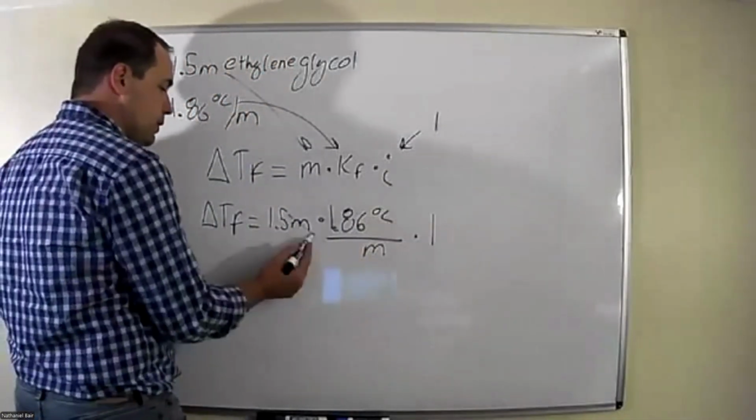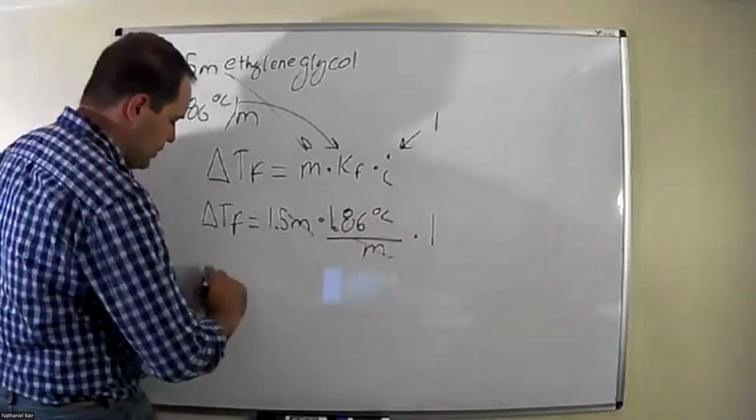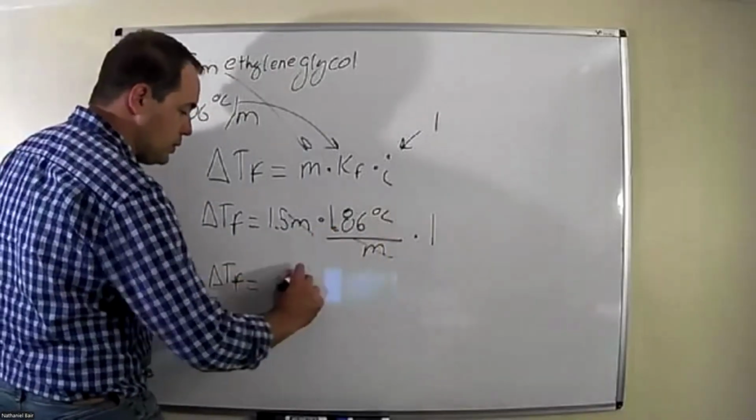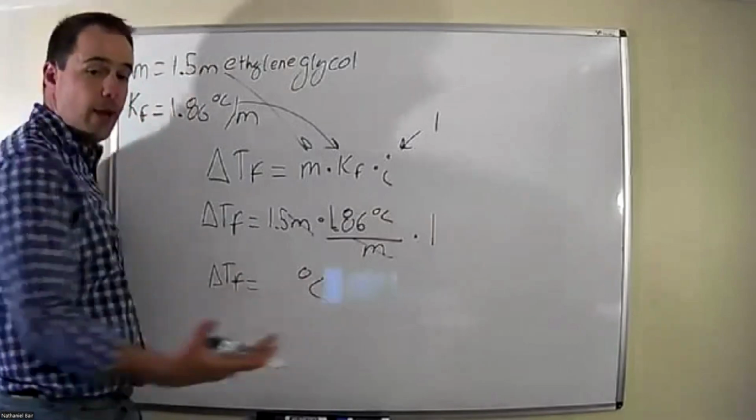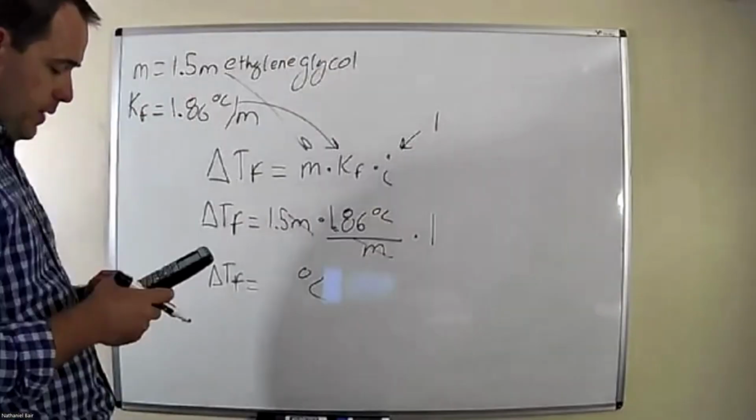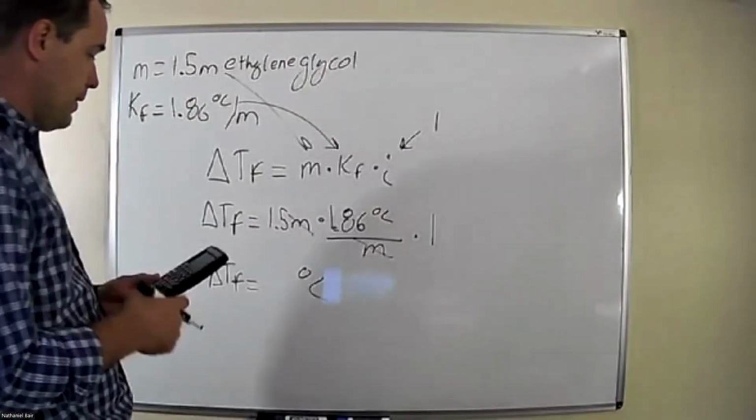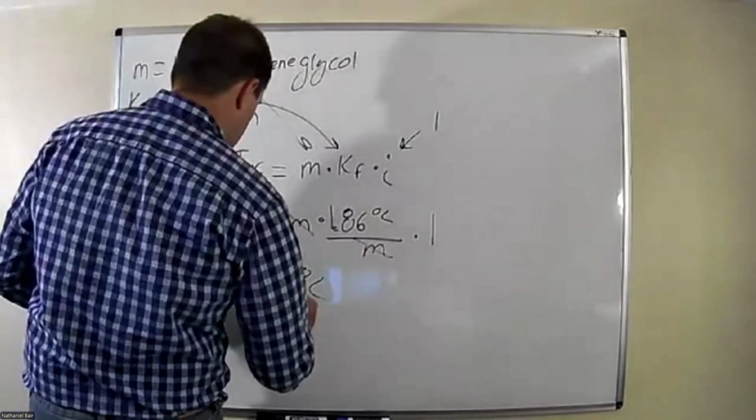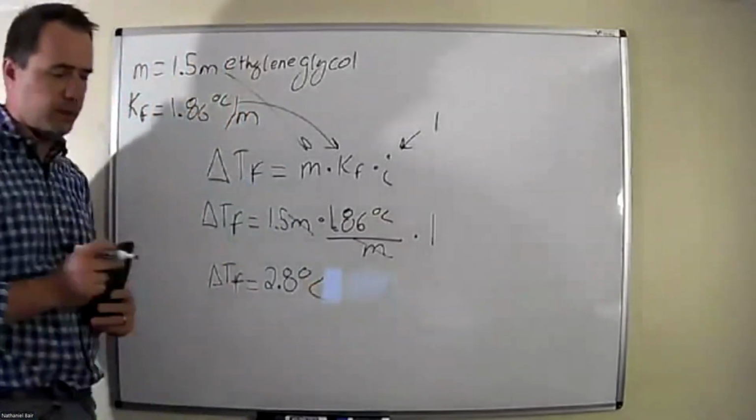Now, when we do this, the molality cancels out, and we're left with degrees Celsius. This is good news, people. We're looking for a change in temp. You can measure temp in degrees Celsius, so that's good news. So 1.5 times 1.86, that's going to be a 2.8 degrees Celsius temp change.